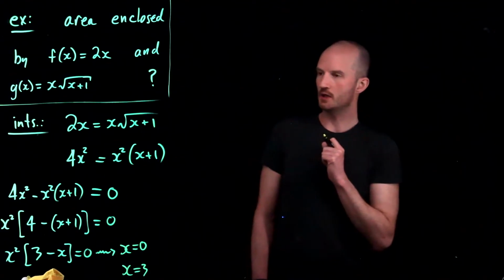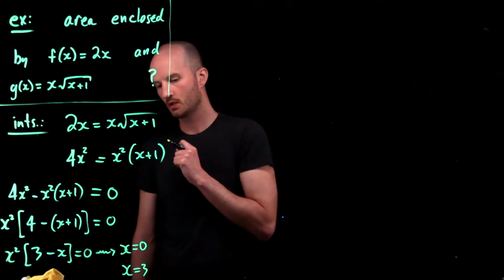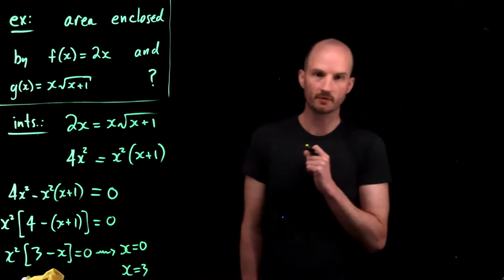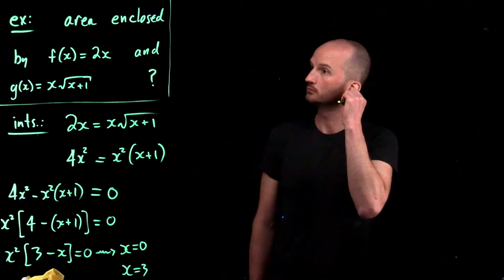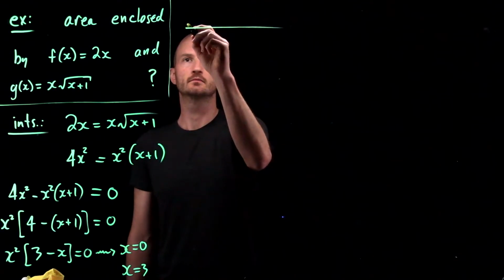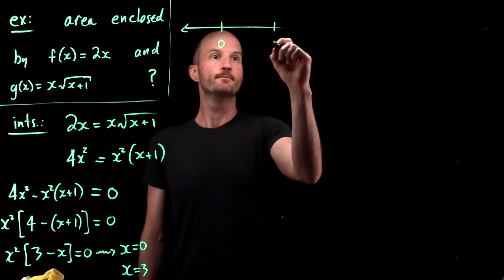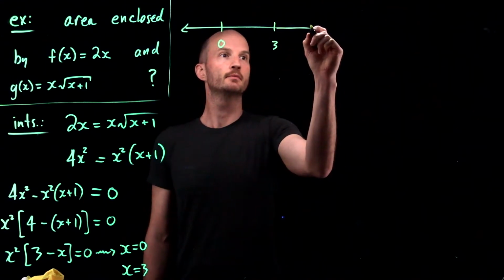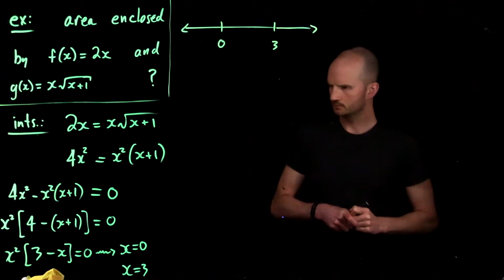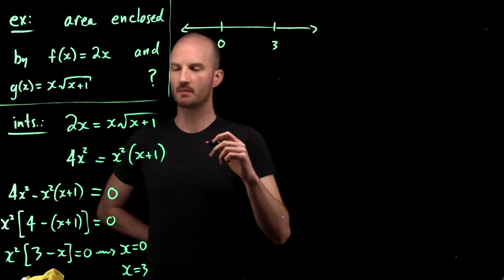So I'll put these two things on a number line because I want to find out who is the upper function and who is the lower function between f and g. So 0 and 3 on a number line. And I do some test points to figure out what's happening.